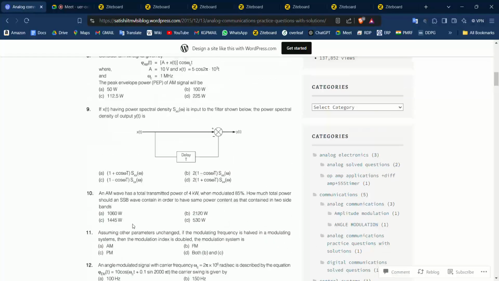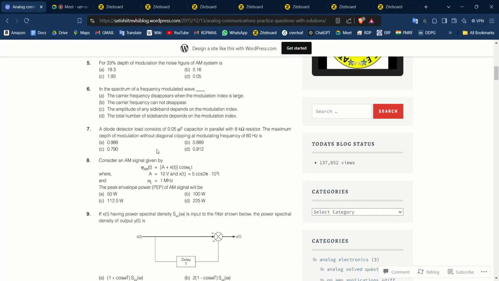Okay, now let's go to question 7. A diode detector load consists of 0.05 microfarad capacitor in parallel with an 8 kilo ohm resistor. The maximum depth of modulation without diagonal clipping at a modulating frequency of 60 Hz is.